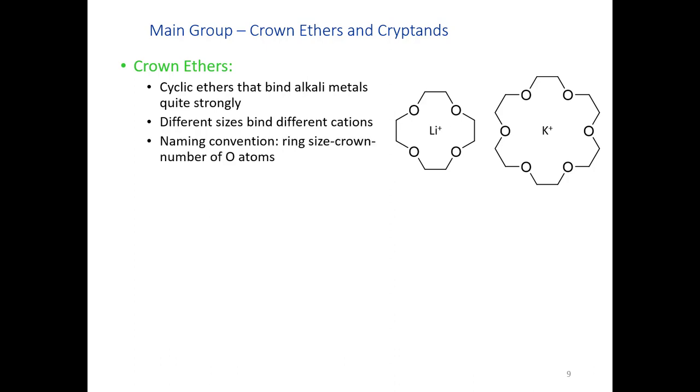Crown ethers are named according to their ring size and the number of oxygen atoms. So this smaller crown ether has a total of 12 atoms in the ring and it has 4 oxygens, so its name is 12-crown-4. At this point, you should be able to name the other crown ether on the right. So its name is 18-crown-6. Crown ethers are important because they can help solubilize ionic compounds in organic solvents.